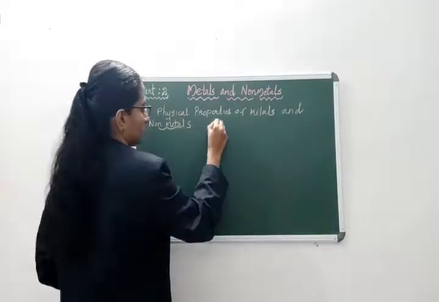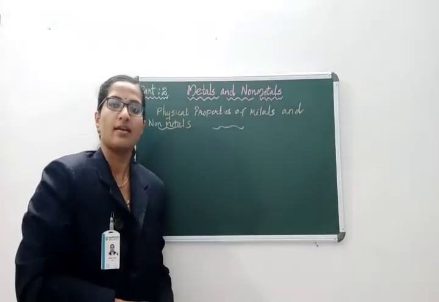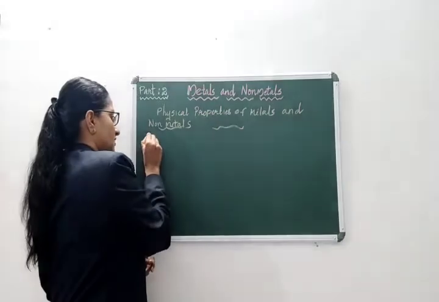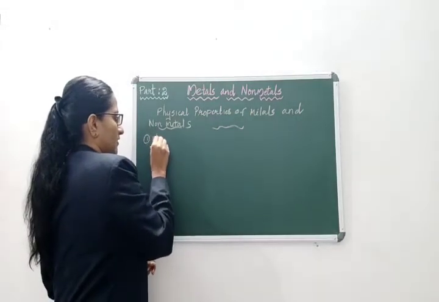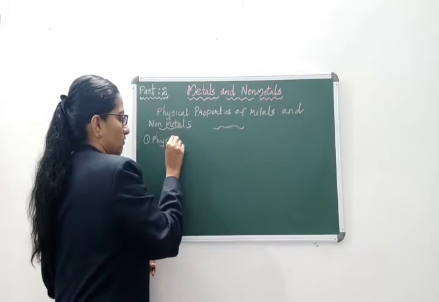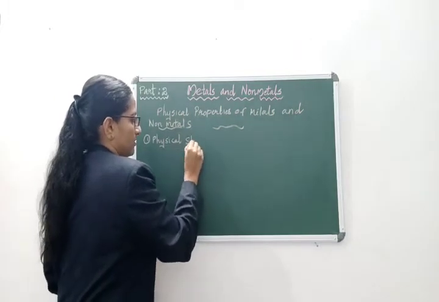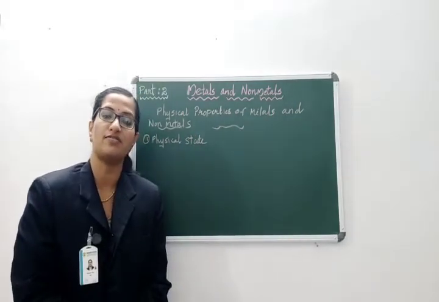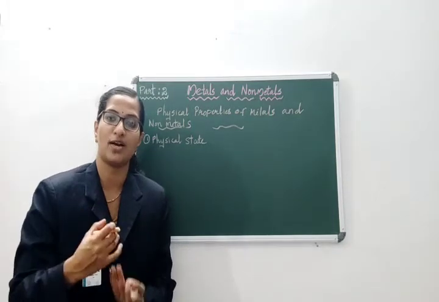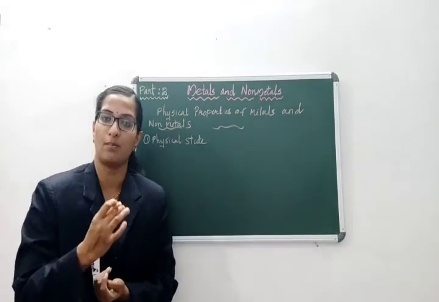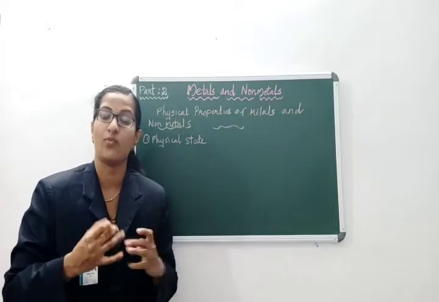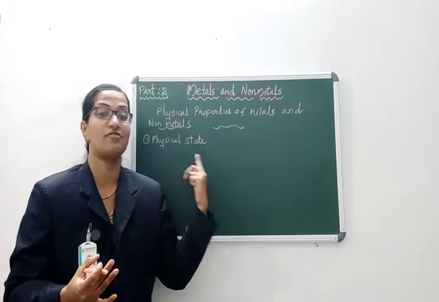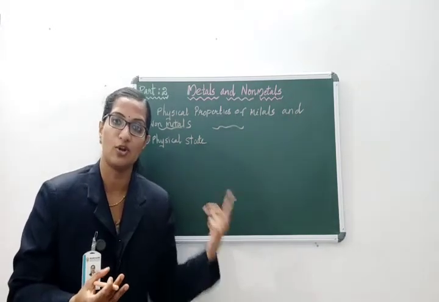Now, what are the physical properties? Let us discuss the first physical property, that is the physical state of metals and non-metals. When we talk about the physical state, what property does it exhibit? When you look at a compound, what condition is it in, whether it is solid, liquid or gas. Let us differentiate the physical state of metals and non-metals.